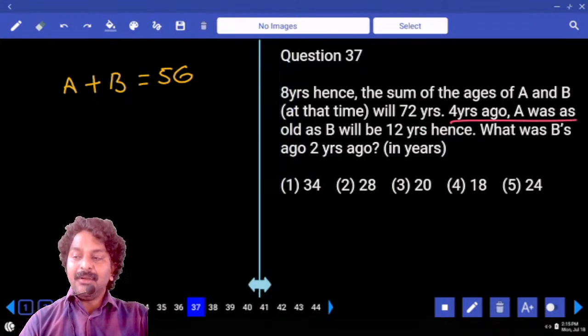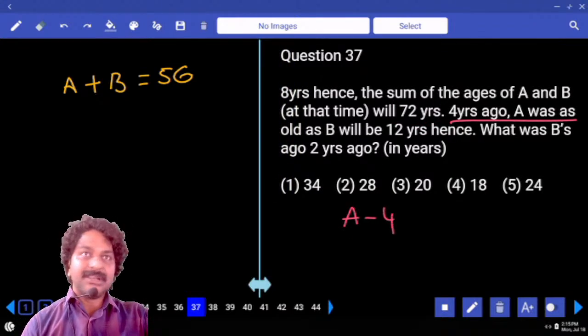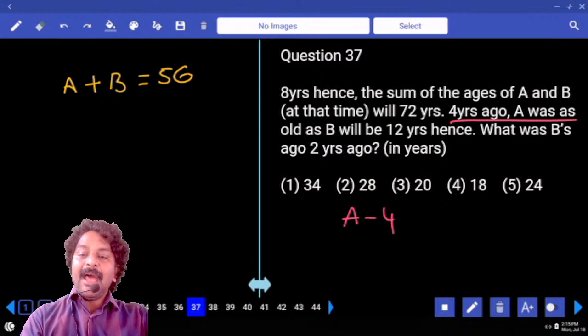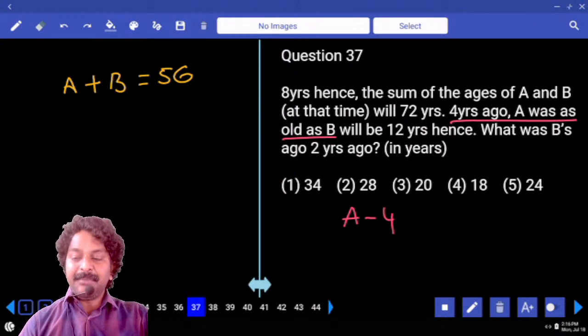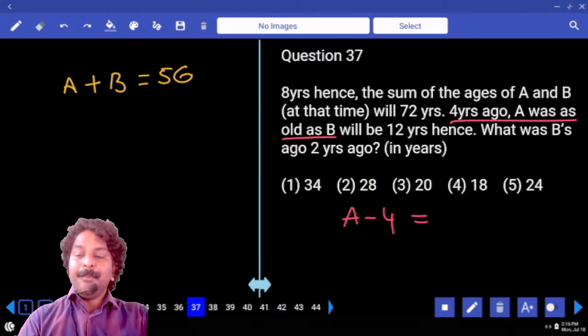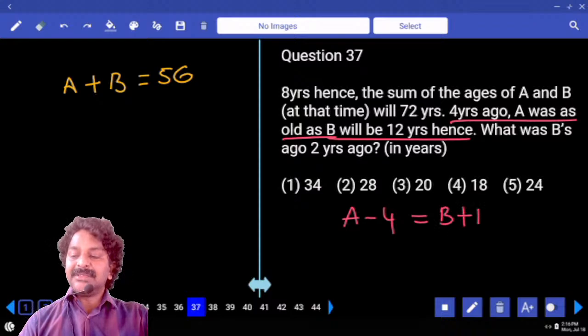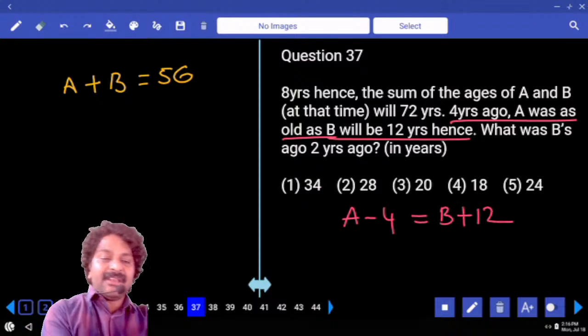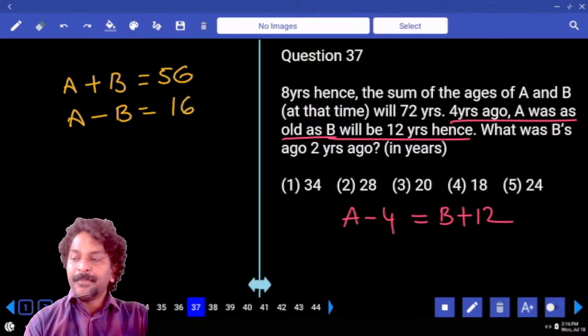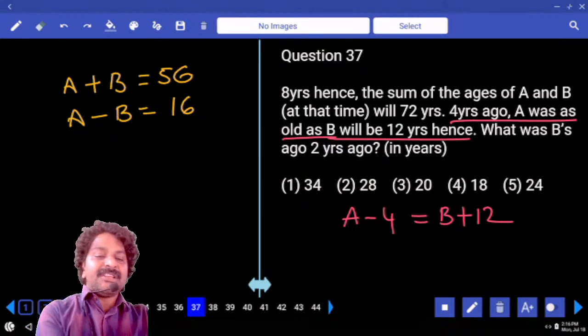4 years ago, A was A minus 4, because present age of A is A. As old as, that means equal condition, B will be 12 years hence, B plus 12. From this equation, we can write A minus B is equal to 16 only. What was B's age 2 years back?